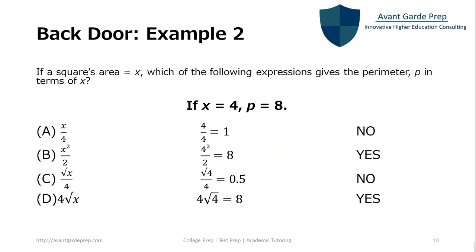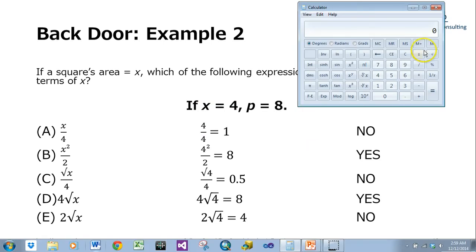Now we're not done yet. We still need to go with answer choice E. And answer choice E is 2 root x. So let's go ahead and plug that into our calculator. X is 4. We'll take the square root of that and then multiply it times 2. And that's going to give us 4. So we know that 4 is not the perimeter when we use x. But, like I said, we do have 2 answers here that do equal 8.